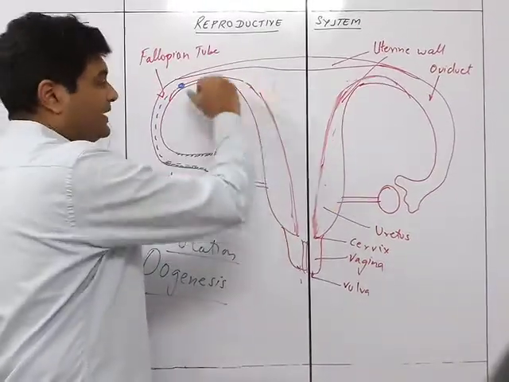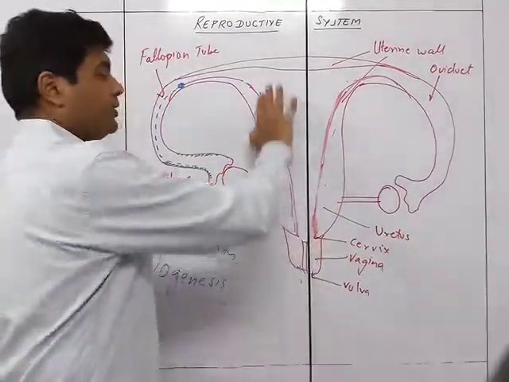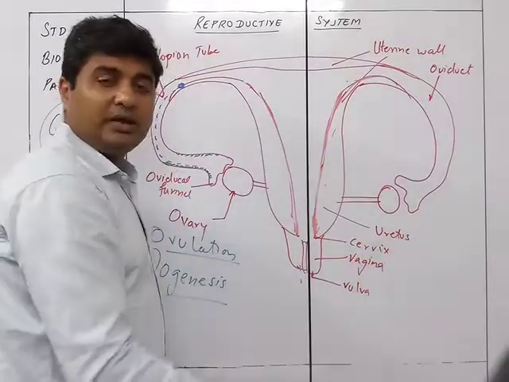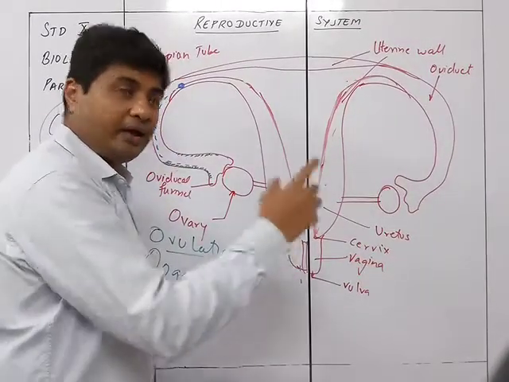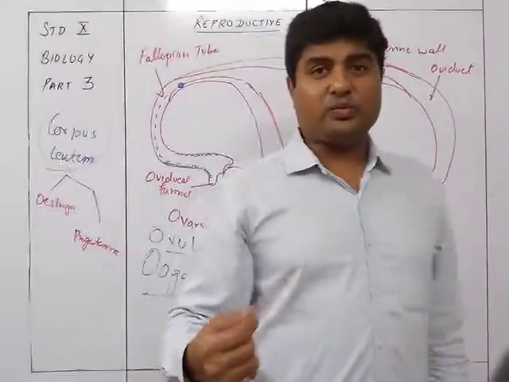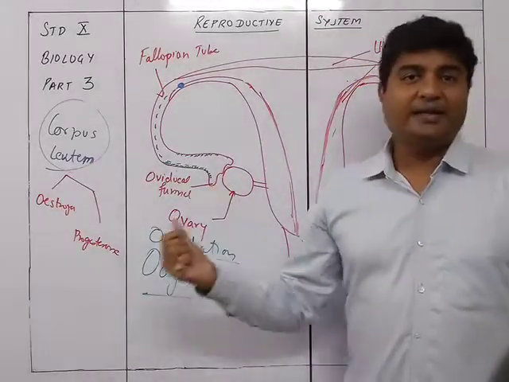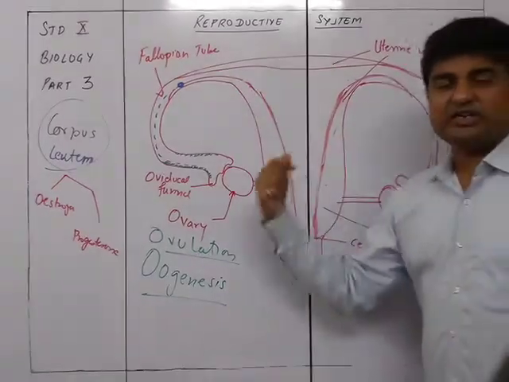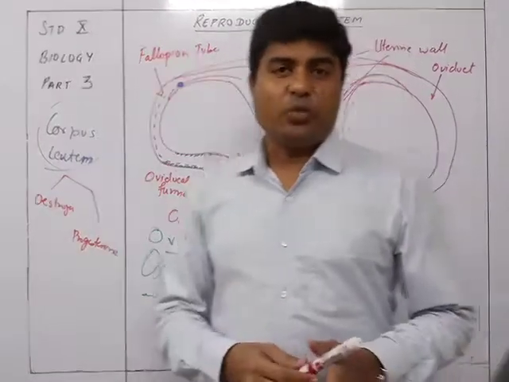Once the egg has gone from here, the walls are also going to be removed and a new formation is going to take place. That's why every month, with each and every ovulation, there is a separate generation of the thickening of the walls of the uterus.